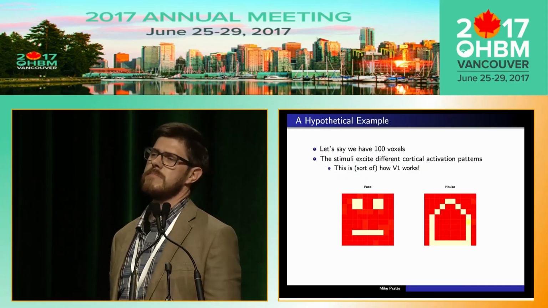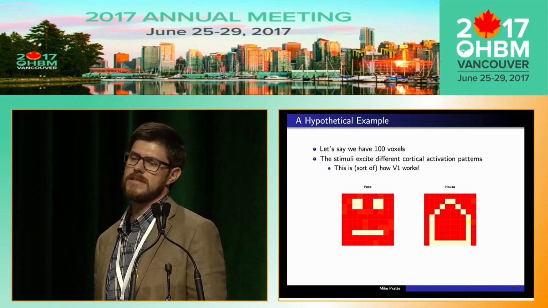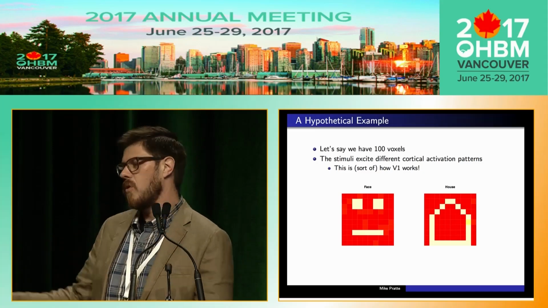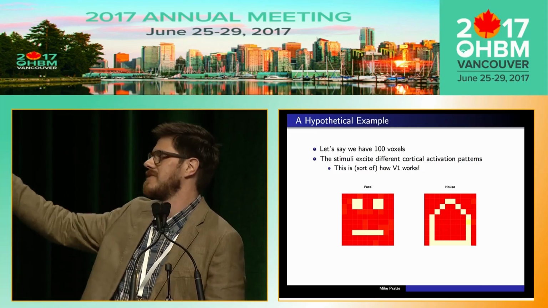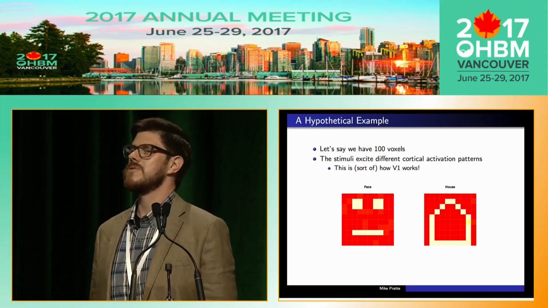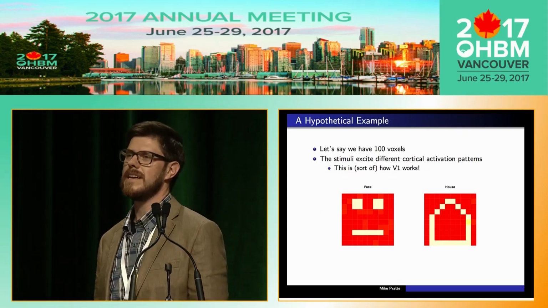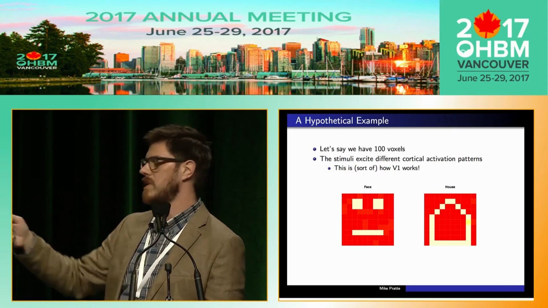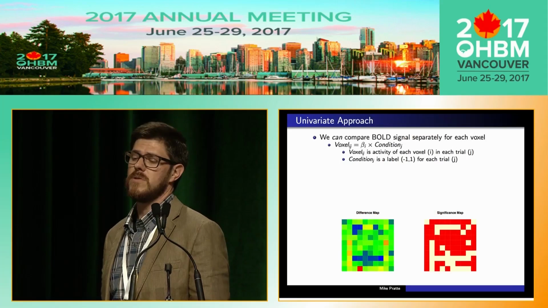So in my hypothetical example, let's say we have 100 voxels, here shown in a 10 by 10 matrix, and that when I show you a face, you see cortical activity on the surface that looks like that smiley face. And when I show you a house, you see voxels light up like a house. This is actually how a lot of visual cortex works, surprisingly, is that you have a map of space laid out on your cortex. And again, my question, this is the truth, but now my goal in analysis is to figure out what is happening in V1 or this area.